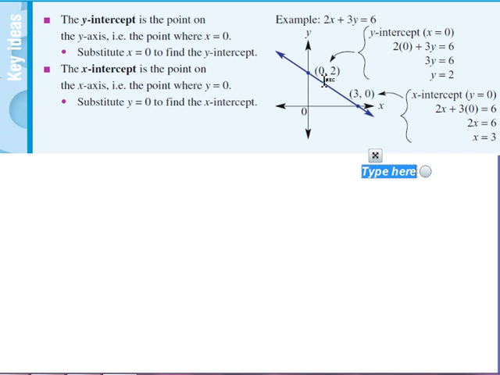Now the way we find the y-intercept is by substituting x equals 0 into the formula, and the way we find the x-intercept is by substituting y equals 0 into the formula. We're going to do that in a moment, so don't get too stressed out. Let's have a look.